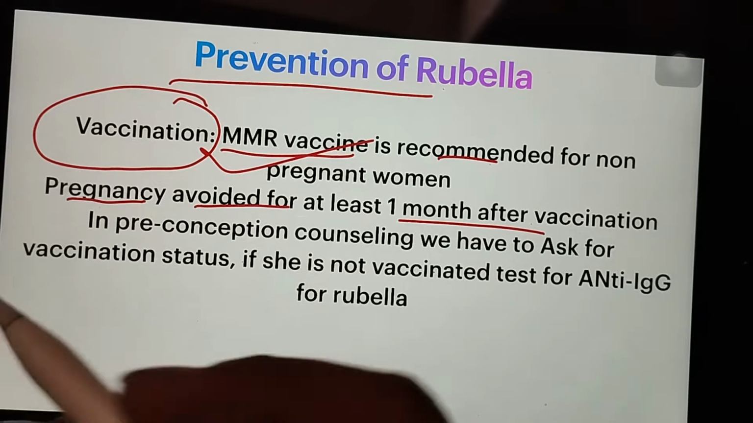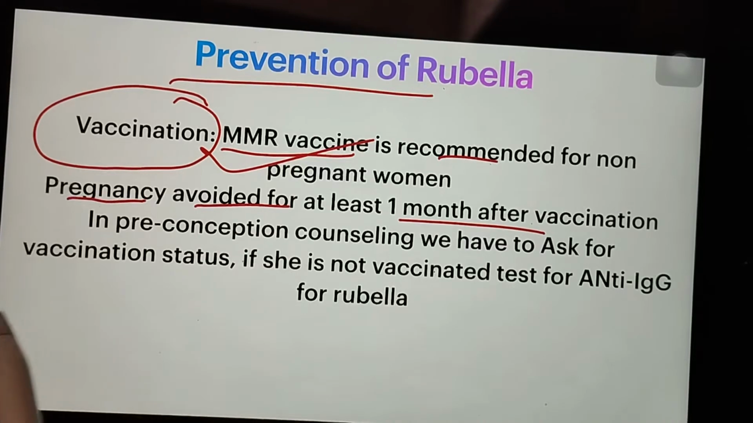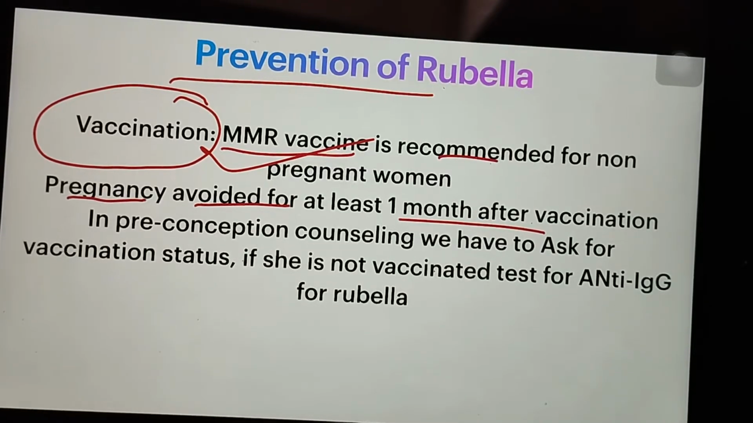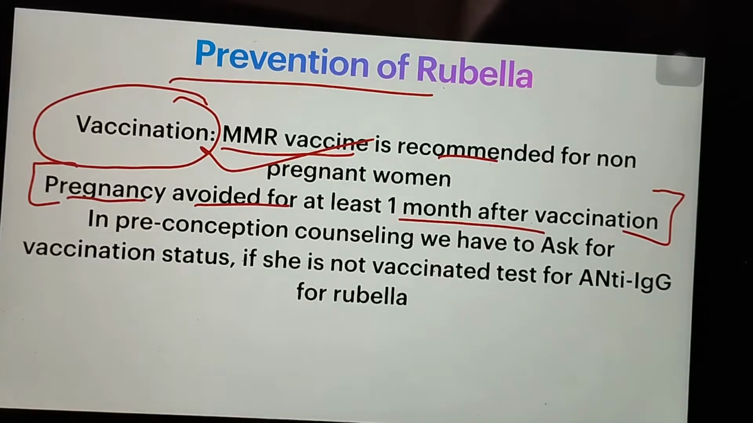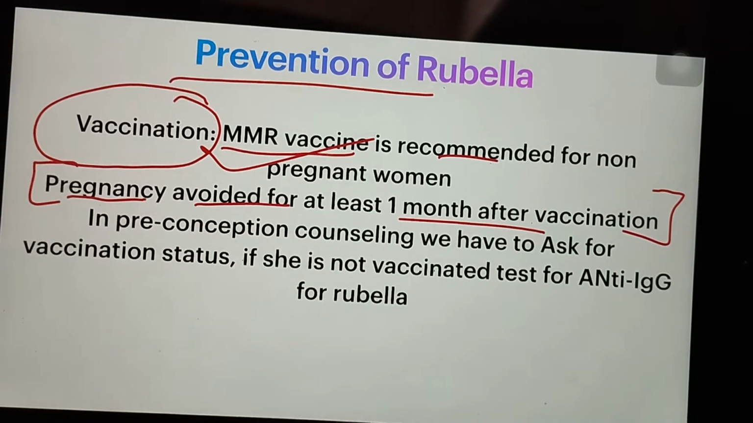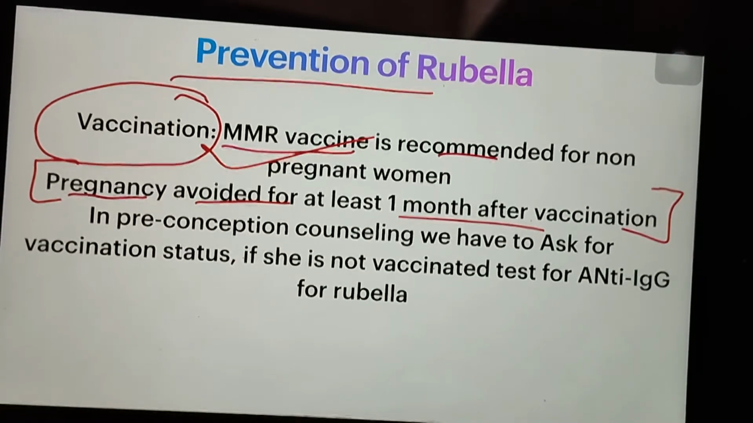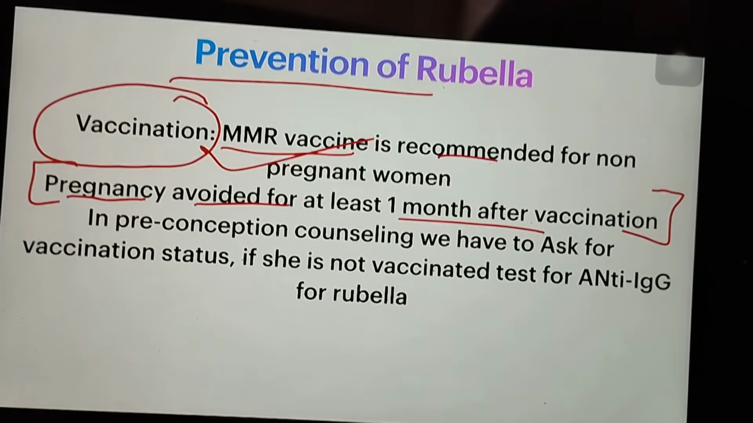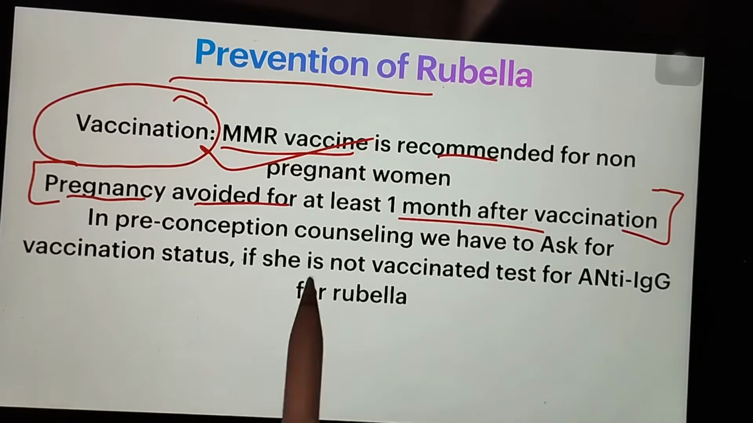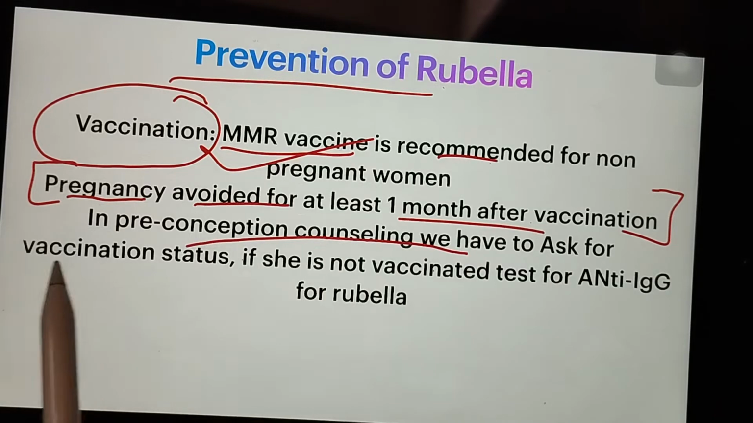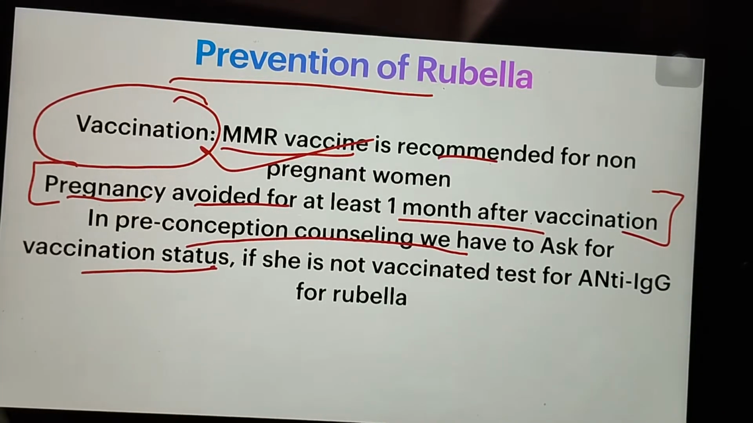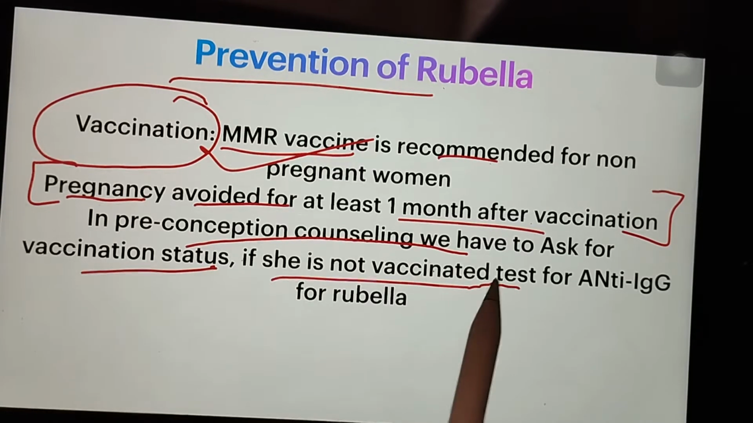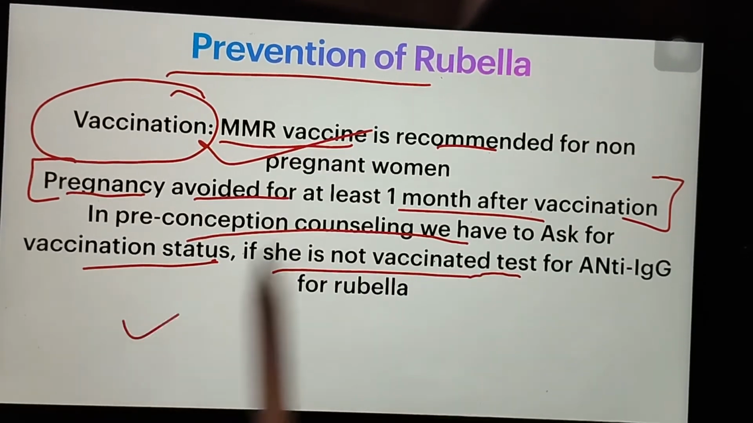Why we have to avoid pregnancy for 1 month after vaccination is that there is a feature of rubella-like syndrome occurring in the mother, and also there is a chance of transmission. So we have to avoid it for at least 1 month after vaccination. In preconception counseling, we have to ask for vaccination status, whether she has taken the MMR vaccine or not. If she is not vaccinated, then we have to do anti-IgG for rubella.